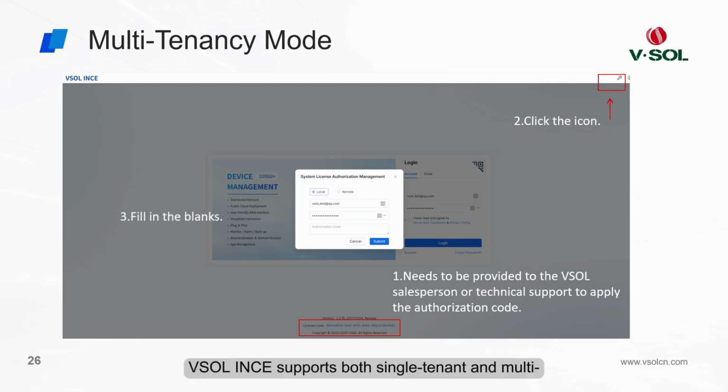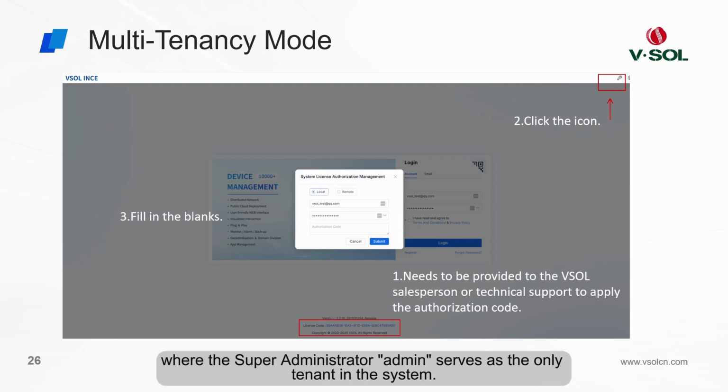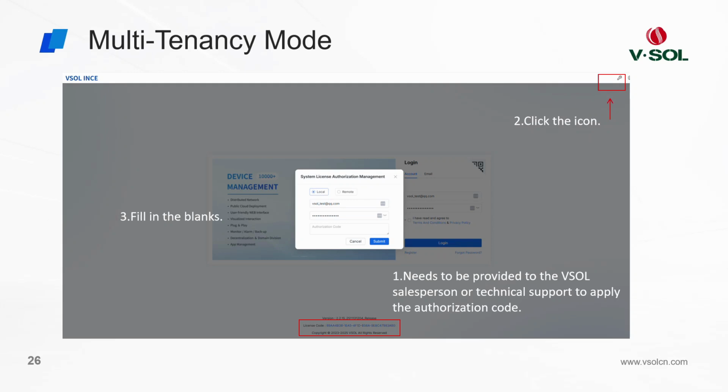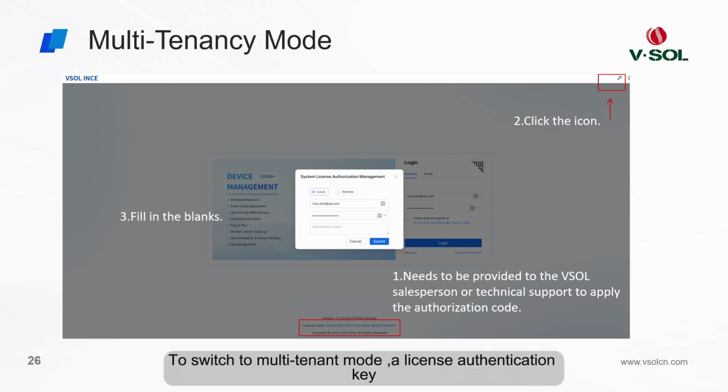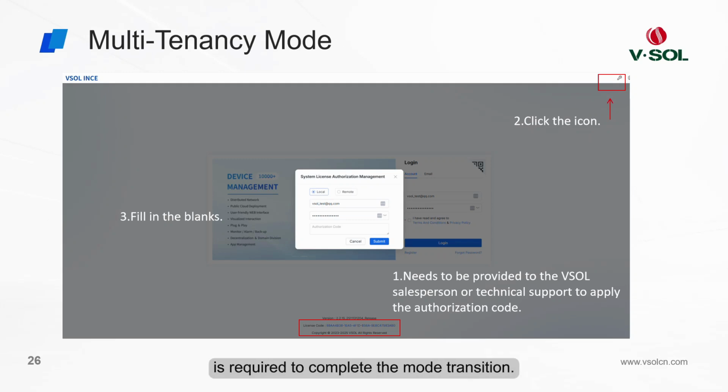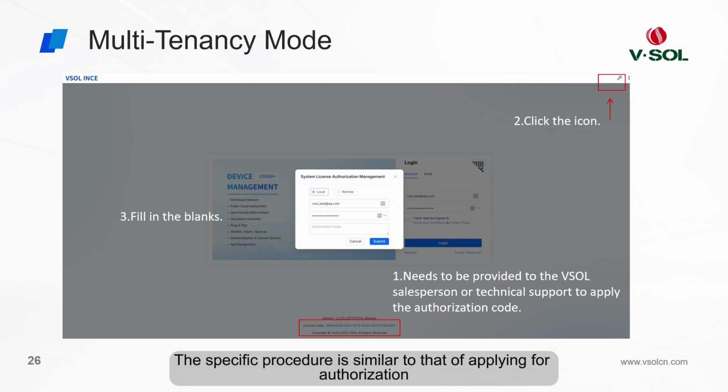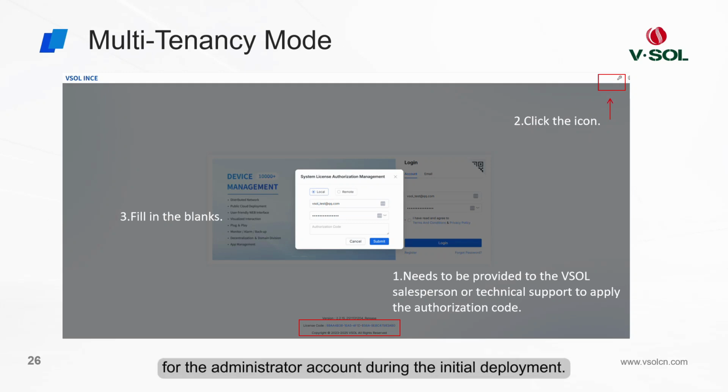VSOL INCE supports both single-tenant and multi-tenant operation modes. By default, the system operates in single-tenant mode after initial deployment, where the super administrator admin serves as the only tenant in the system. To switch to multi-tenant mode, a license authentication key is required to complete the mode transition. The specific procedure is similar to that of applying for authorization for the administrator account during the initial deployment. However, the authorization code to be entered is different.